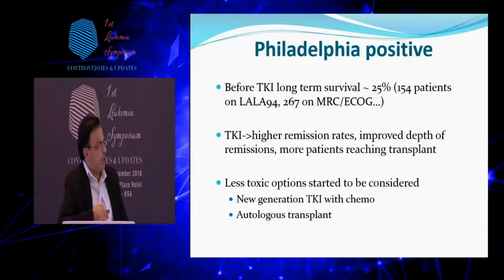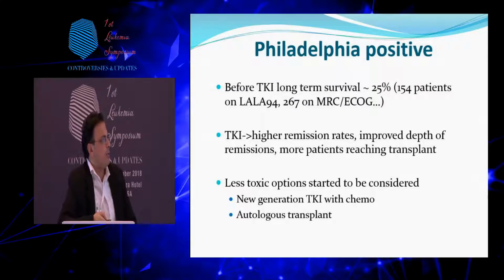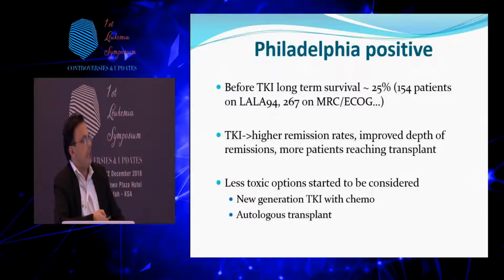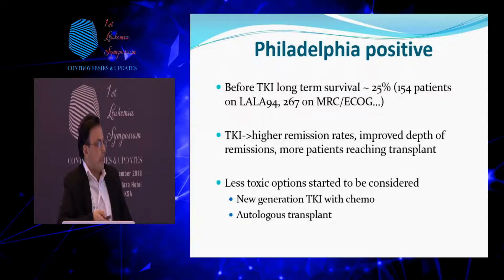Now we switch gears and quickly talk about Philadelphia positive. As you know from the previous talk, long-term survival is around 25%, and this is very well known from large sets of patients on the LALA trial and MRC trial, and this is with transplant. So before TKI, 25% would survive, and most of these were transplanted. With the advent of TKI, higher remission rates were achieved, and more patients were getting into transplant and getting cured. And then the new question is, are less toxic options better, like new generation TKI or autologous transplant?